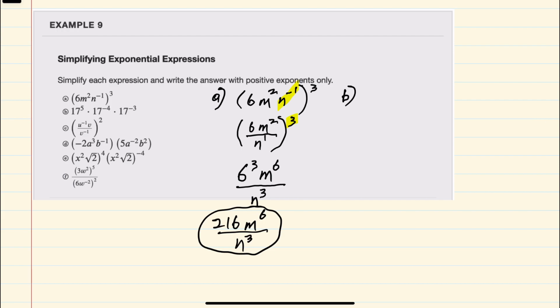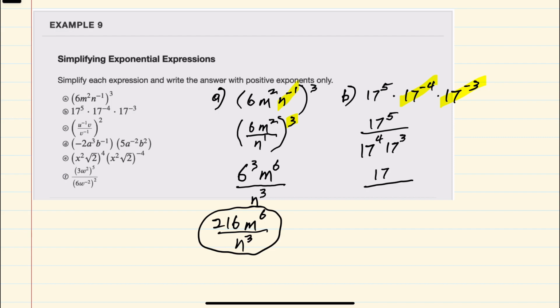For B, I'm going to again start by moving my negative exponents into the denominator. So 17 to the 5th stays in the numerator. 17 to the 4th is positive when I move it to the denominator. And the 17 to the 3rd power again has a positive exponent when I move it to the denominator.